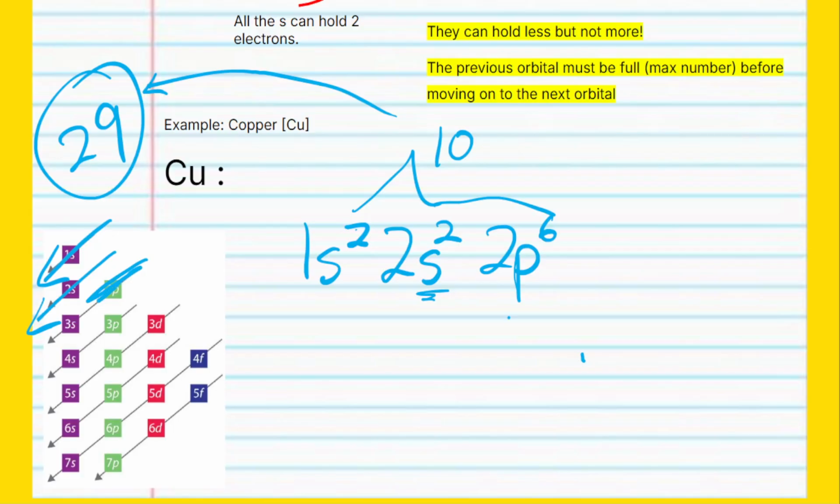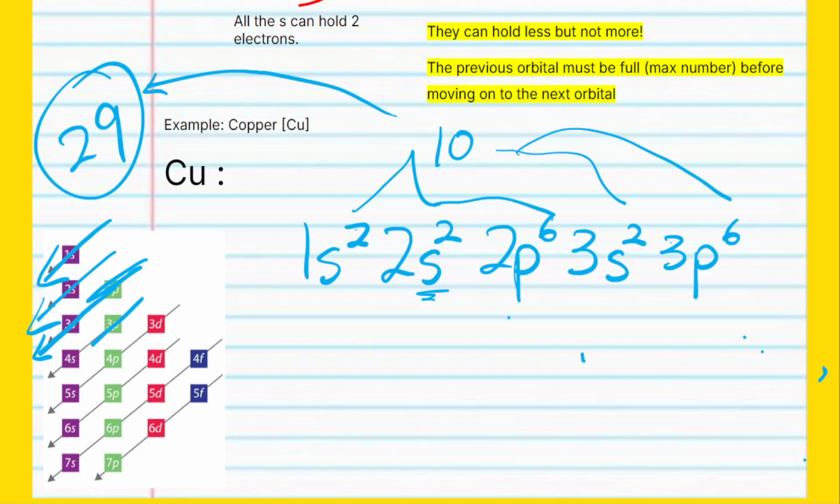We're going from 2p all the way to 3s. 3s can hold 2 again. And then next one is 3p. 3p can hold 6. So that's 10 plus 2, that's 12, plus 6, that's 18. I still need 11 more. So after 3p, I'm going into 4s. 4s can hold 2 electrons, right? So that's 20. So I need 9 more.